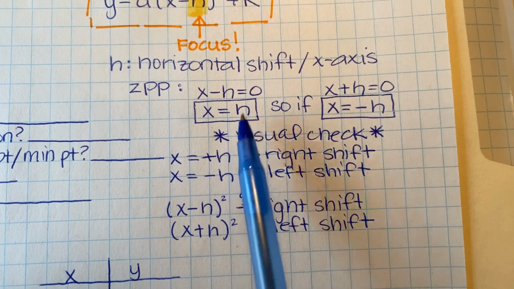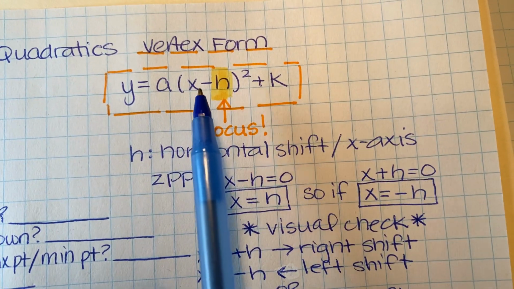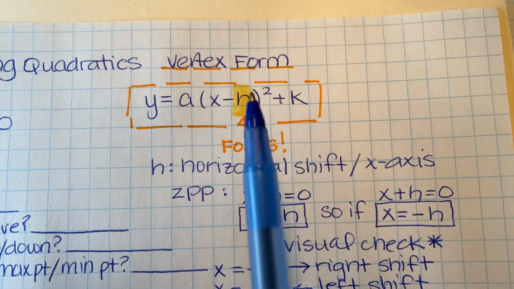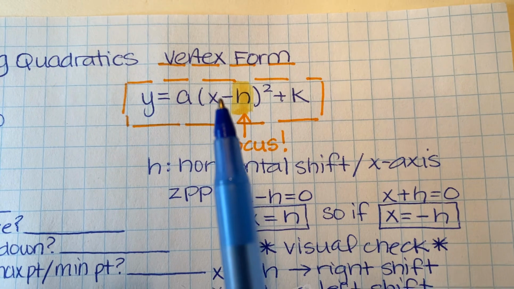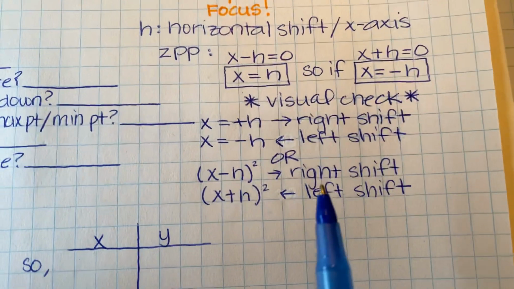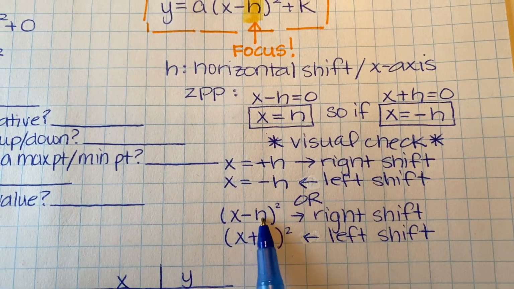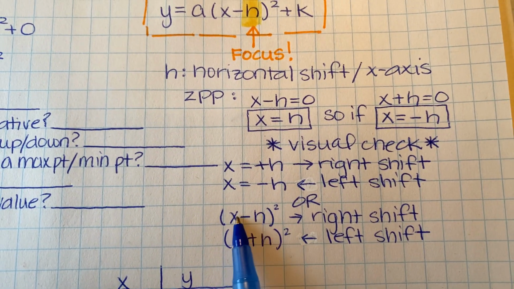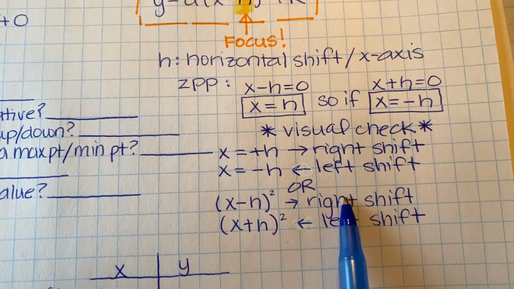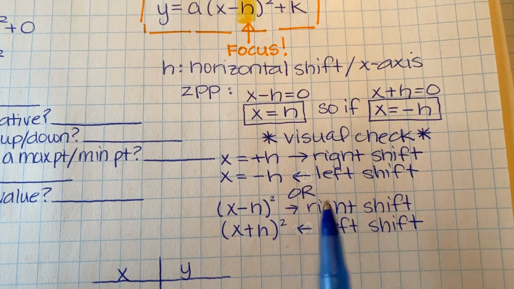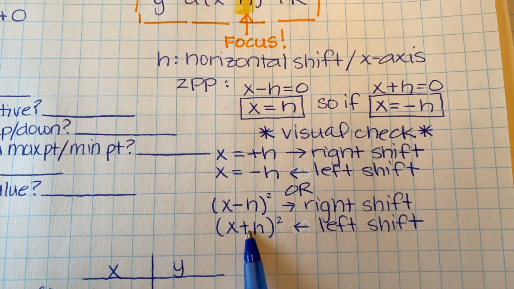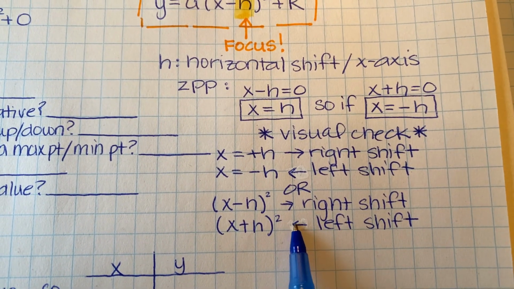Okay, that's if you solve the ZPP, but if you're just looking by visual recognition, so you're just using your eyeballs, you're looking down at the problem, what do you see right off the bat? Is it a right shift or a left shift horizontally, right? If it's X minus H quantity squared, you're going to take the opposite of that value, so you're going to end up shifting to the right. It'll be positive. If you have quantity X plus H quantity squared and you just visually look at it, you should know that you're going to be shifting to the left of the origin, okay?